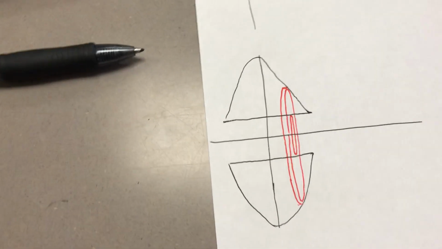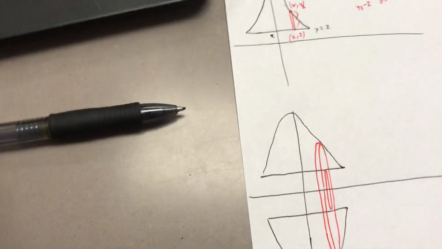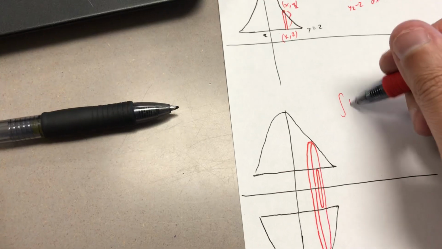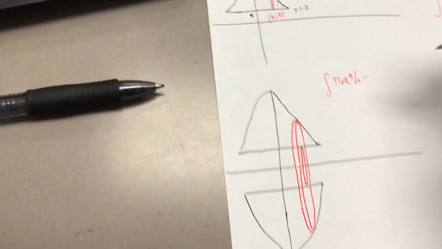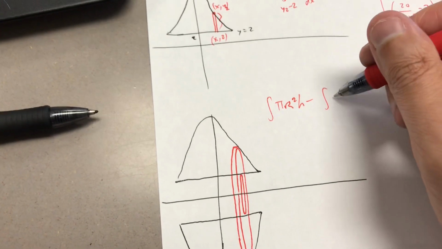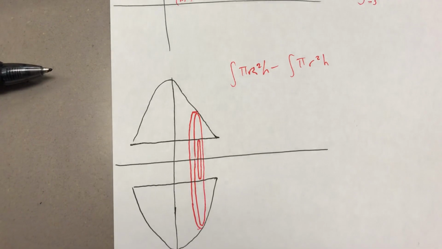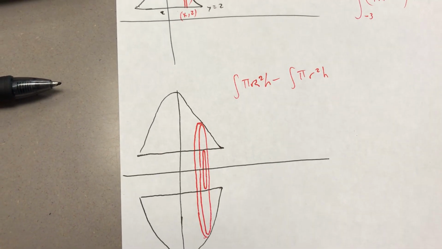So this is a washer method problem. I prefer to view this as basically taking an outer volume minus an inner volume. So I view this as the integral of pi big R squared h minus the integral of pi little r squared h. A lot of times they'll turn this in one integral at the end, but something kind of like this. So you just have to write your radii in terms of the function.